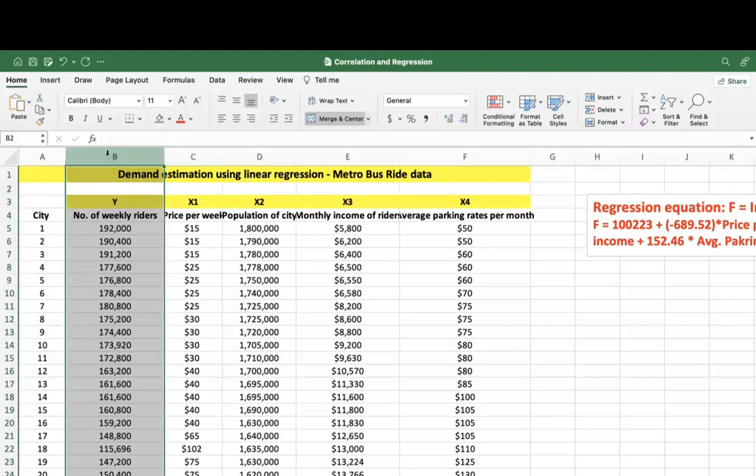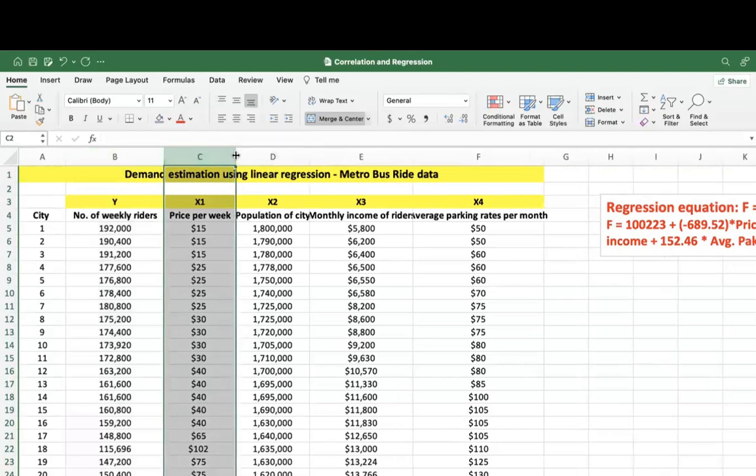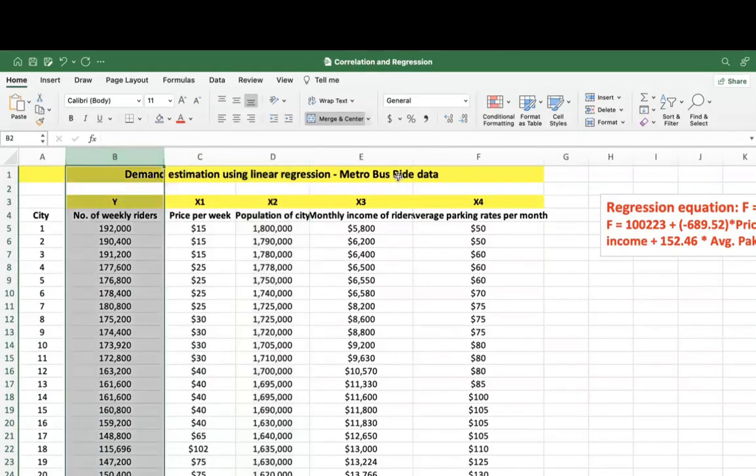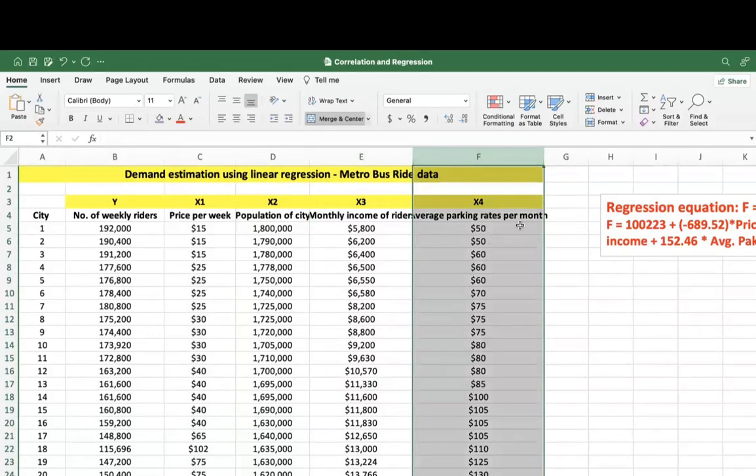And then you collect data for all relevant factors that would be affecting this. And you see, one thing is price per week. Because price is an important factor, and that determines whether people should use metro or not. Then population of city. Of course, it is another factor that determines how many people will be using metro. And then monthly income of riders. Of course, if monthly income is high, maybe people would be using their own means of transportation, cars. And then average parking rate per month.